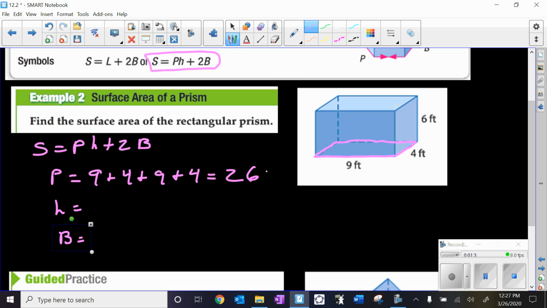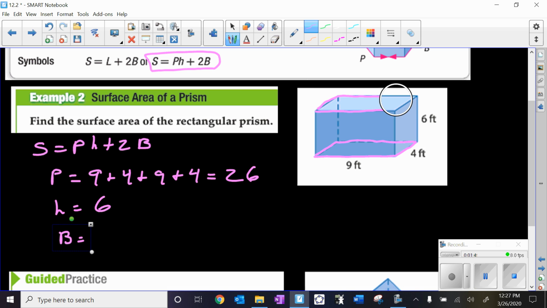Okay, now H we said is the distance between one base and the next base. So since I picked the bottom one, my other base that goes with it would be up here at the top. The distance between those two bases is 6.